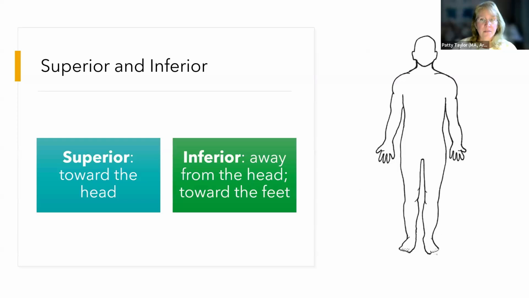We're going to talk about these terms as opposites. Let's start with a pair called superior and inferior. Superior means toward the head. This just means that we are heading up on the body toward the direction of the head. Inferior means away from the head, or toward the feet. So these terms are used opposite to one another.